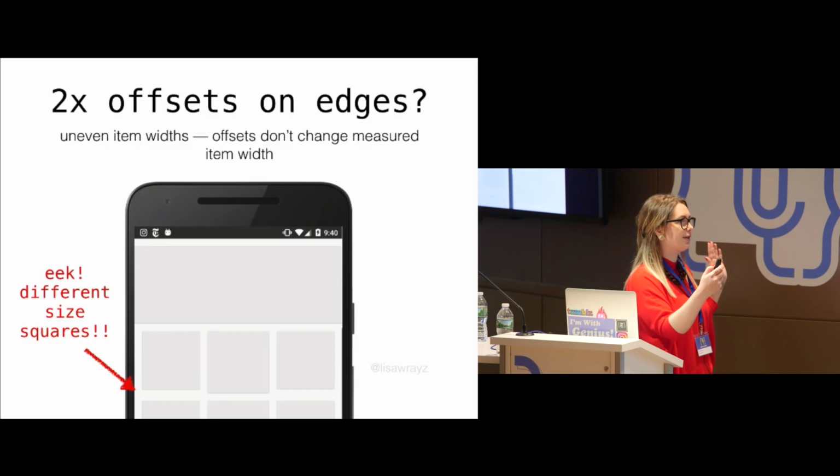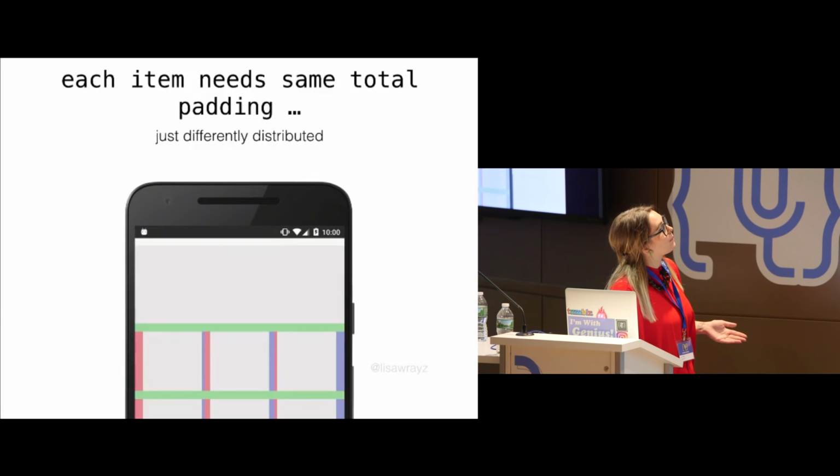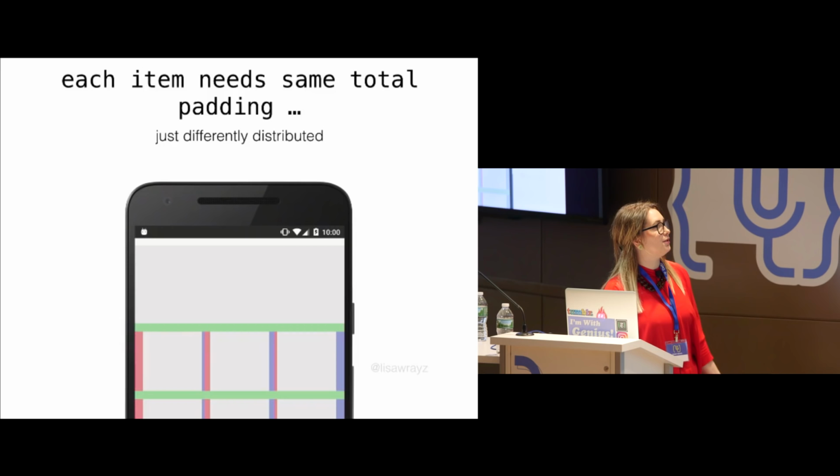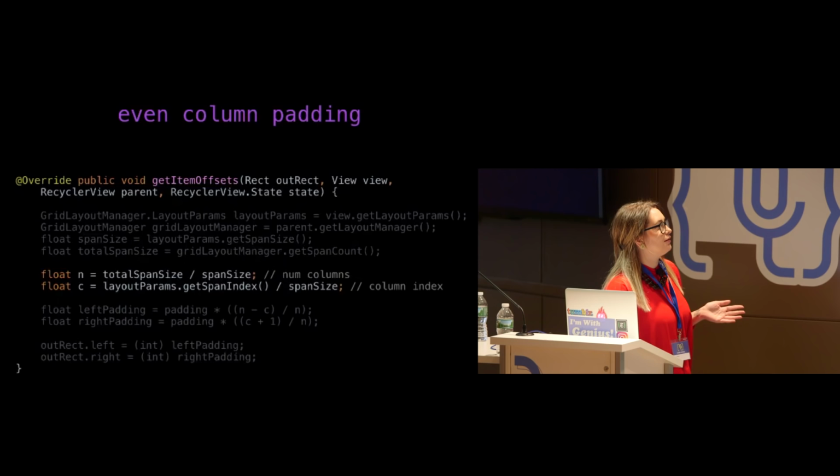And if you look at what's really going on, you can see each item needs the same total amount of padding on it. And the only way to accomplish that and get larger borders at the edge is to have it kind of creatively distributed. I spent a long time doing this math. I remember my algebra, and I have concluded that knowing the number of columns and the column index of the item in an evenly spaced grid, this is the correct formula.